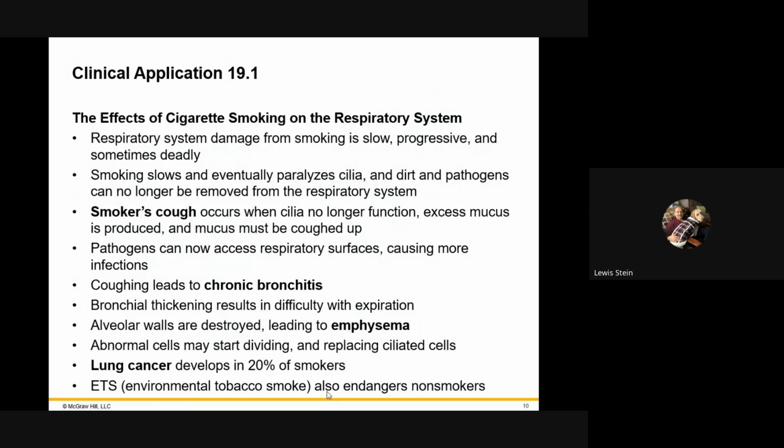Your lining will get better, your cilia will be replaced, your epithelial cells. It gives you an idea. And it's a very good lecture to give to smokers if you're so inclined.